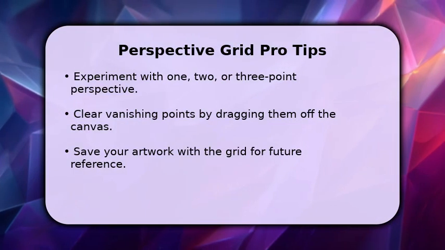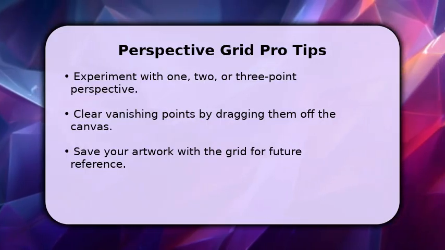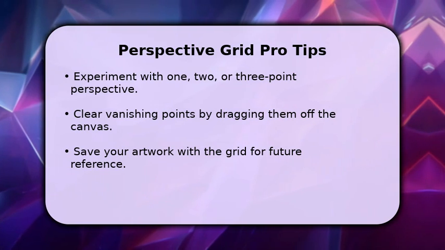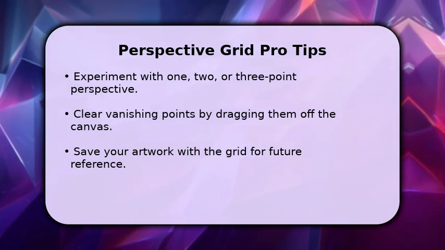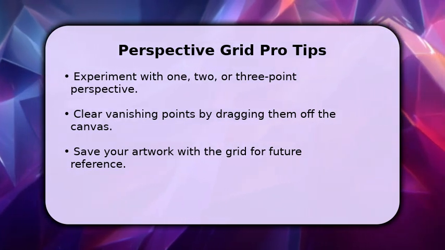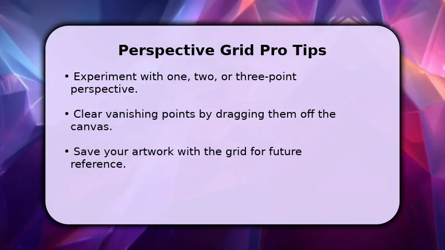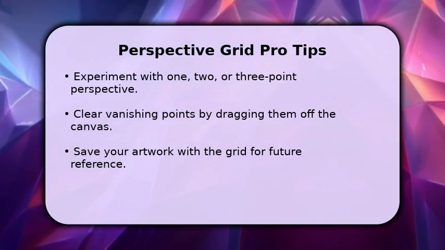For more advanced techniques, experiment with 1, 2, or 3-point perspective by adding or removing vanishing points. If you need to reset, simply drag any vanishing point off the canvas to remove it. Remember to save your artwork with the grid visible if you want to reference it later.